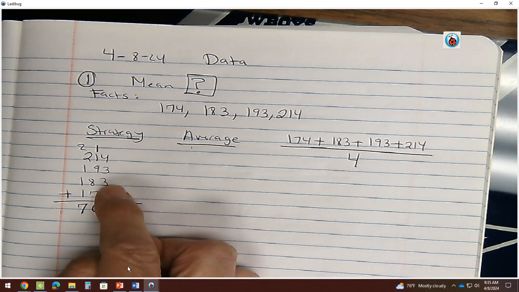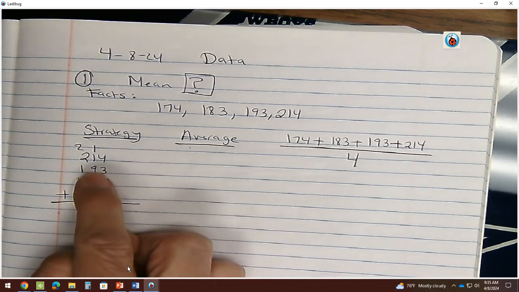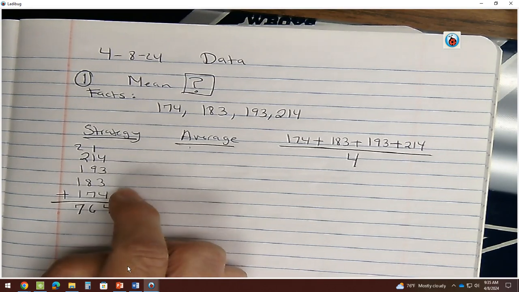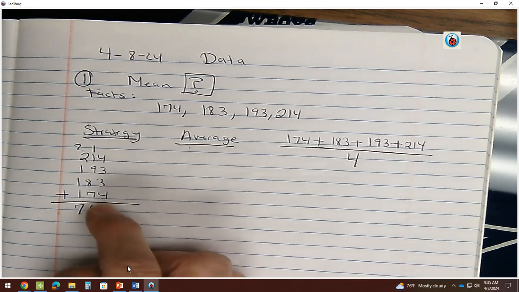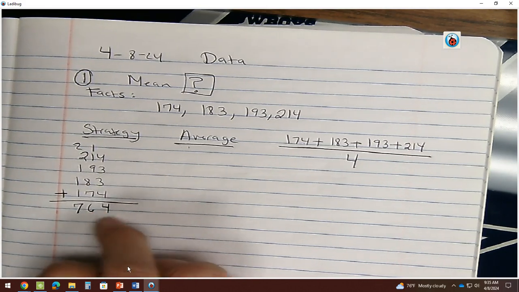4 plus 3 is 7. 7 plus 3 is 10. 10 plus 4 is 14. Regroup the tens. Then 9 and 1 would be 10 plus 1, 11. Plus 8 would be 19, plus 7 would be 26. Regroup the 2, 2, 4, 5, 6, 7, 764.